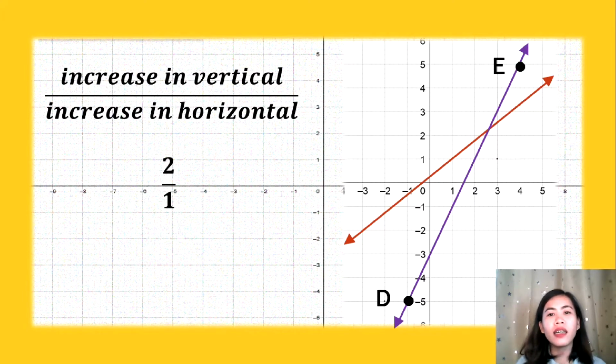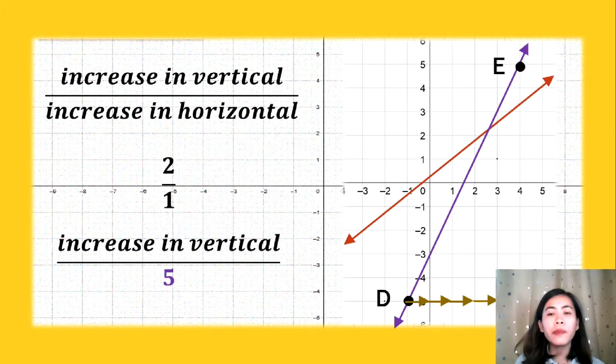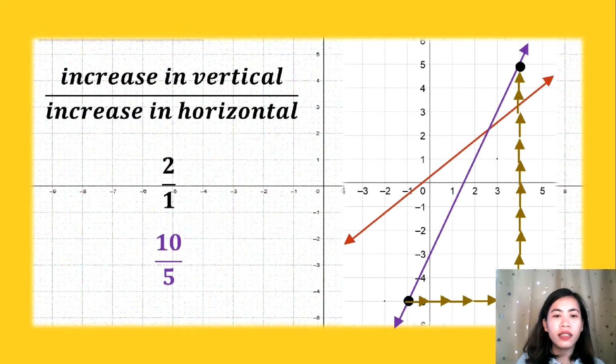Again, ilang increase horizontally from D to E? We have 1, 2, 3, 4, and 5. So we have 5. And from that point, ilang increase vertically papunta kay E? We have 1, 2, 3, 4, 5, 6, 7, 8, 9, 10. So we have 10. In every 5 increase horizontally, we have 10 increase vertically. Iba siya dun sa sagot natin kanina.